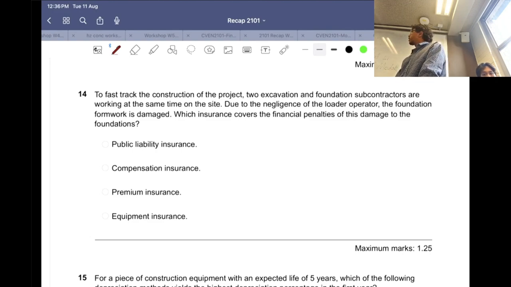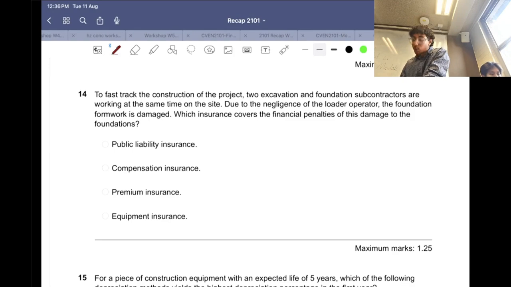So this is like the more insurance part of module 9. Anyone want to have a guess? So no equipment's getting damaged. Equipment being like the actual transport, so it's not that. It's not premium insurance. It's not compensation either. It is public liability. So that's more the negligence-based insurance.